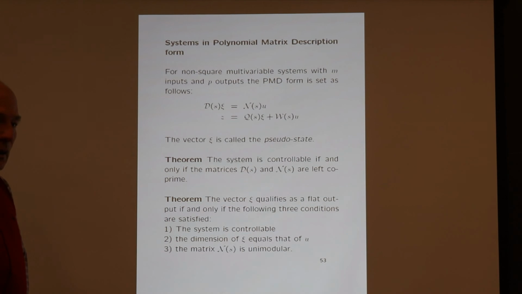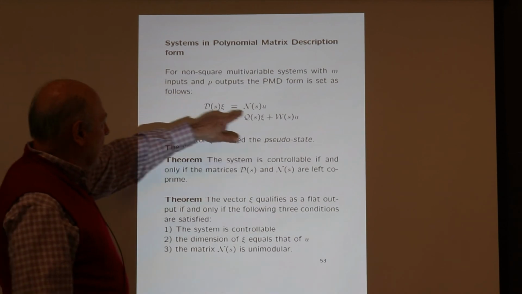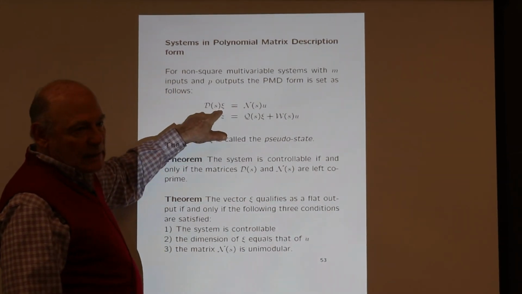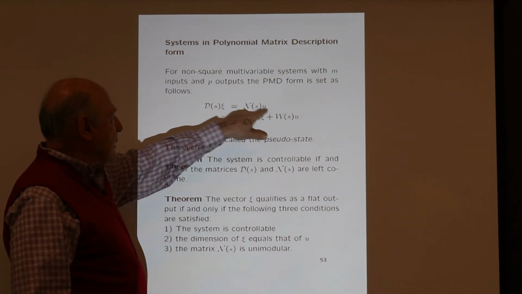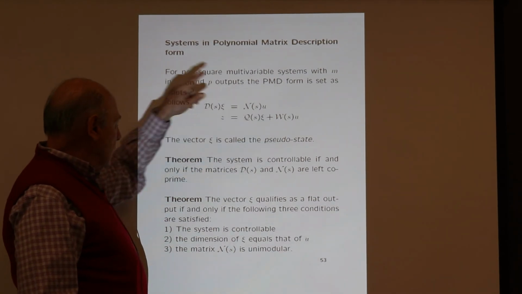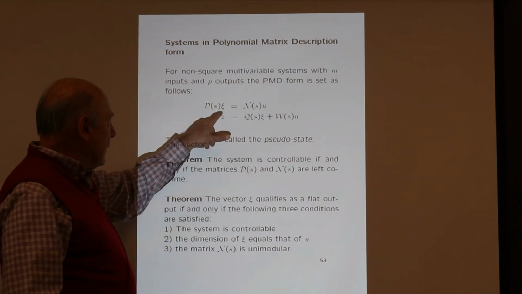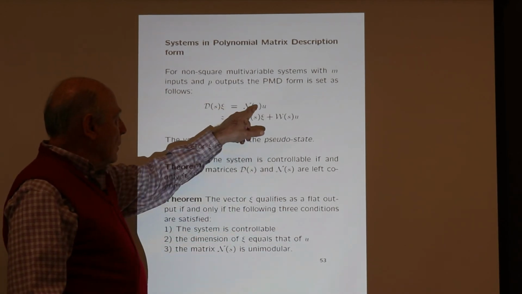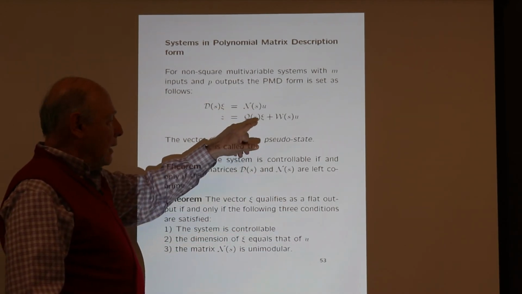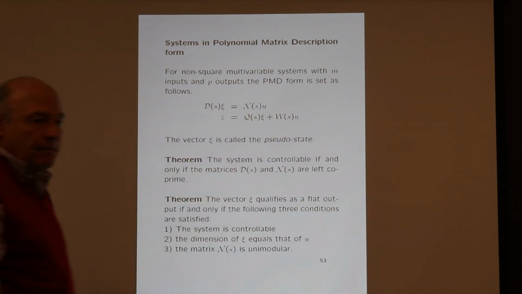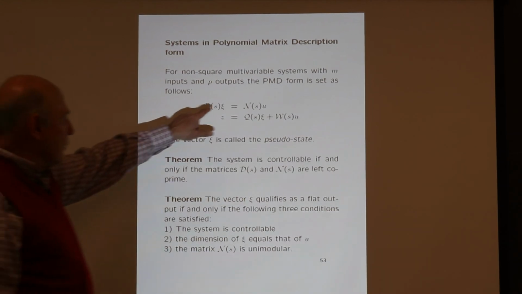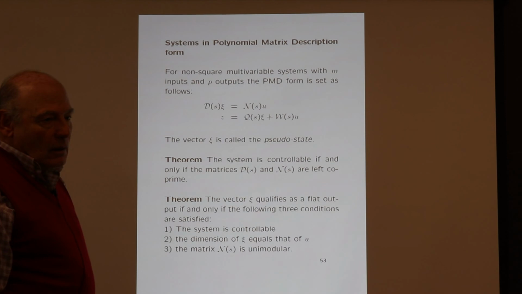You said it's non-square: M inputs, P outputs. Okay, in general, you have M inputs, but you have M Cs. The outputs are not the C; these are not the outputs. The dimension of C is equal to the dimension of U, but the dimension of the output is not equal. It doesn't have to be. Yeah, the system is not square from the input-output, but it's square from the input to the pseudo-state. That's the square system. So the dimension of C is equal to the dimension of U, and the output can have a different dimension.